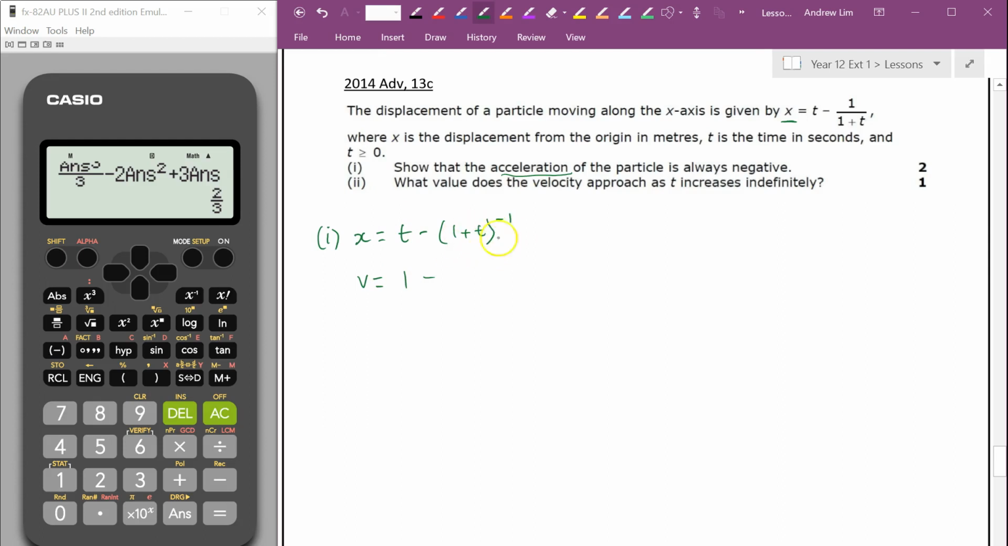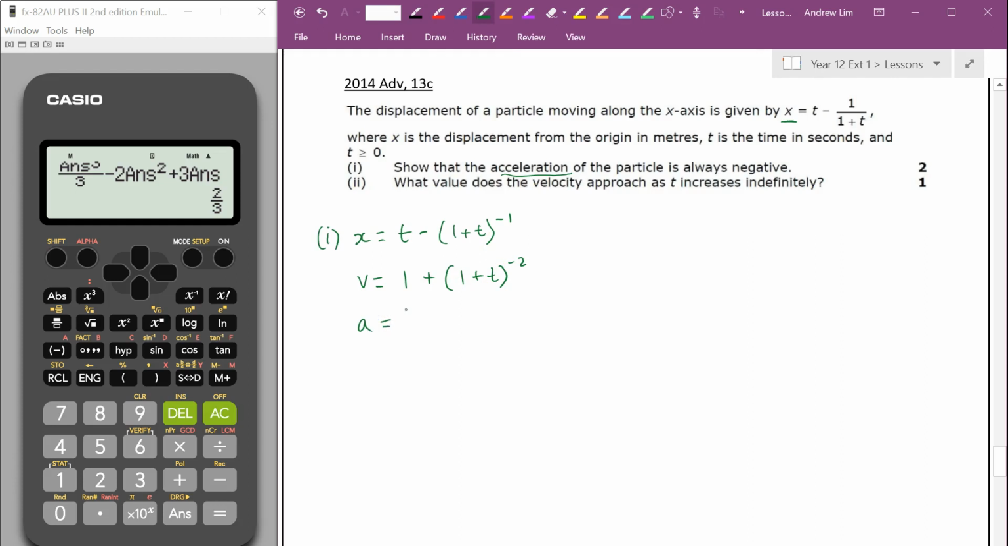When we differentiate this, we bring down the power, so minus 1 becomes positive. We write down what's in the brackets, we reduce the power by 1, and then we multiply by the derivative of what's in the brackets, which is just 1, so I'm just going to leave it as that.